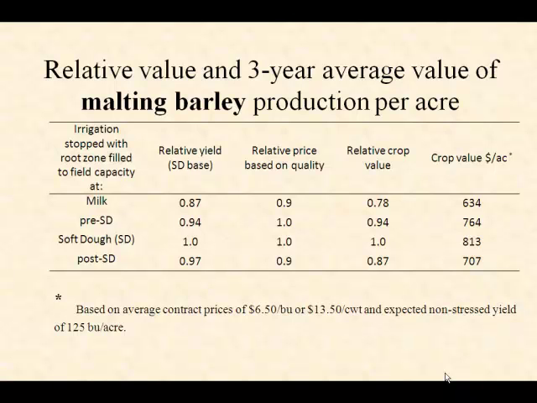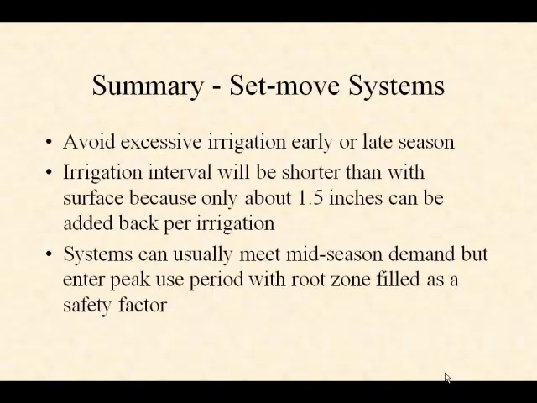You notice that it was close at pre-soft dough. It was lowest at milk, low again at post-soft dough. And depending on the value, this was obviously not this last year, but we came out with a maximum value of production at soft dough.